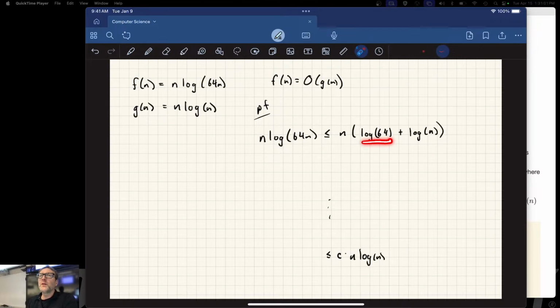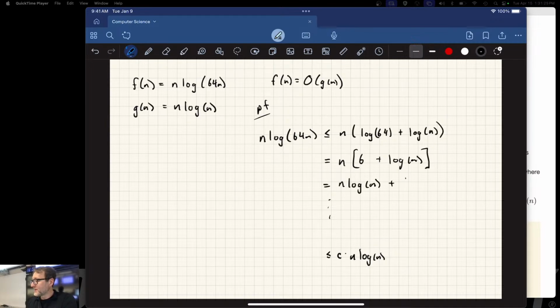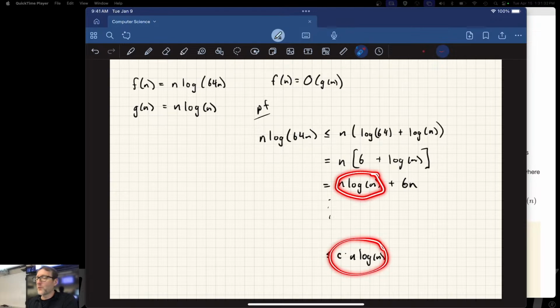Tell me about that log base 2 of 64. What power do you need to raise 2 to get 64? Because that's what the logs do. That's going to be 6, plus log n. Now I'm just going to go ahead and do some algebra and rearrange things. And what do I have? I have n log n plus 6n. That's looking kind of like this. I've got the first term in that form, but I don't have the second term in this form yet.